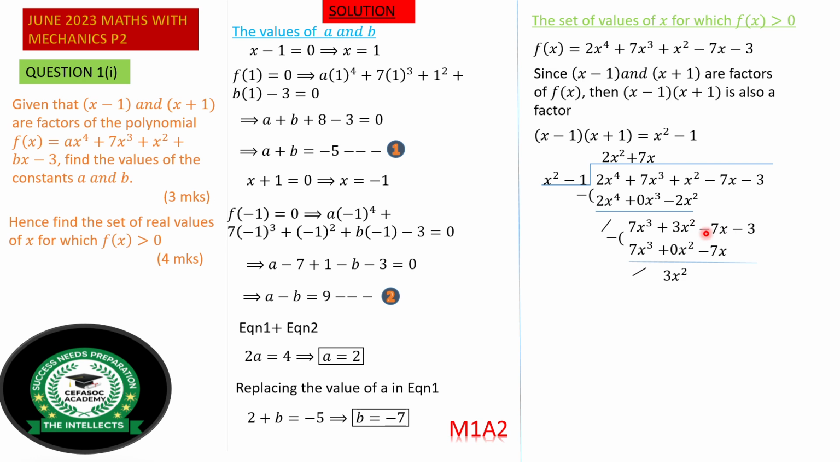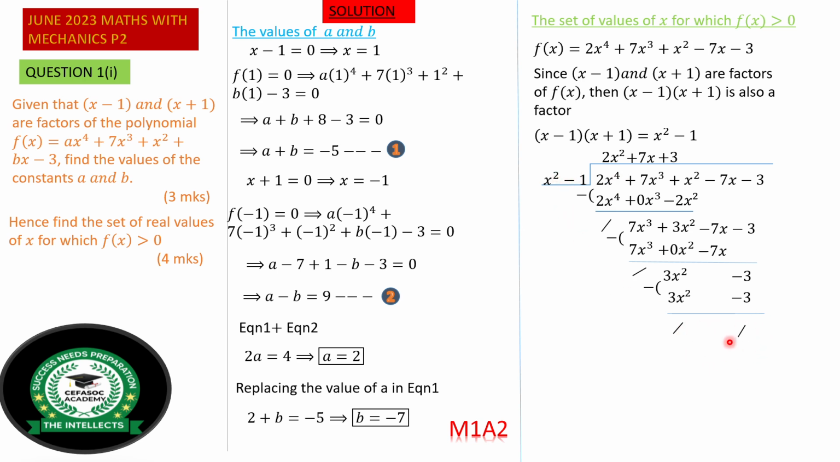Now here negative 7x minus negative 7x is 0, and I bring down negative 3. Okay, now 3x squared divided by x squared is 3. When I multiply, I will get 3x squared, then 3 times negative 1 is negative 3. So doing the subtraction, I'll get 0. That's the final answer. Now we see that the remainder is 0, to prove that we are on good track, because we are dividing by its factor, so the remainder should give 0.